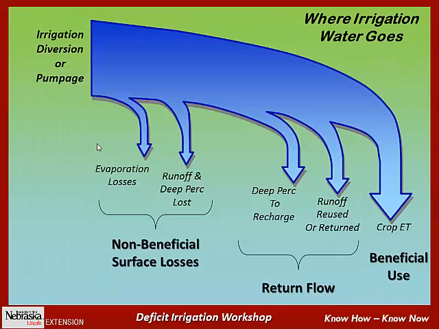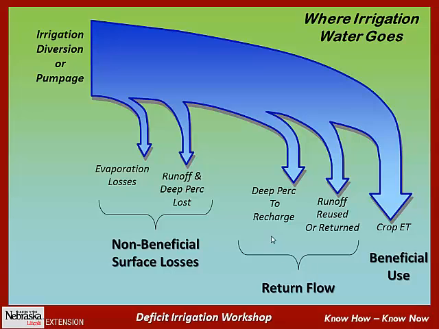Well, we have to ask this question, where does the water go? And so this is kind of my depiction of some of that. This is water that we divert or pump. We can have evaporation losses, runoff, deep percolation going back into recharge of groundwater, runoff that's reused or returned, and then ultimately crop evapotranspiration. This is the only one of the group that is beneficial. This produces a value for us. This one here doesn't hurt anything. It's kind of like we're recycling the water. Either we're putting it in the stream to meet our in-stream flow, or it's going back into groundwater recharge.